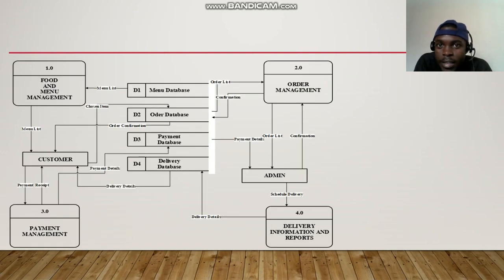Now this is my level 2 context diagram, my level 2 data flow diagram. We have food and menu management, we have a customer, we have data sources: menu database, payment database, delivered database. Now in this video I'm going to be brief. Most of the things are going to be explained in my report, as I'll add it to this video.